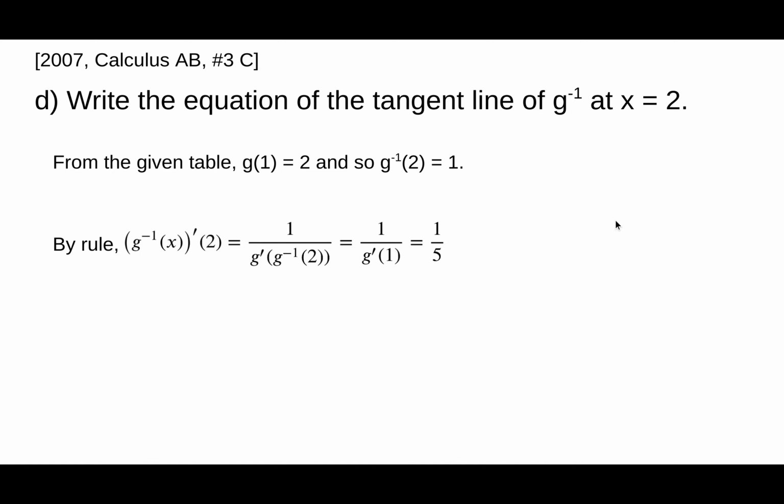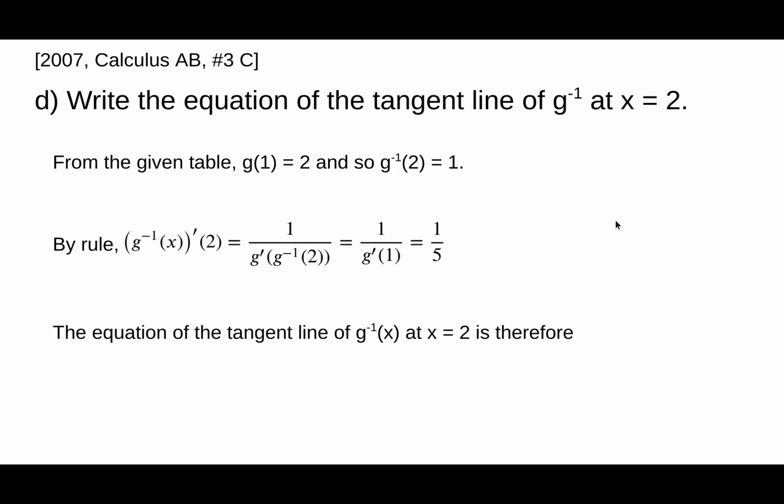Now I have an x-coordinate, a y-coordinate, and a slope, and so I can write the equation of the tangent line. I prefer to do it in point-slope form when I have that information. It's just easier to write, and I don't have to do anything afterwards. So one equation for the tangent line of g inverse at x equals 2 would just be y minus 1 equals 1/5 of x minus 2.